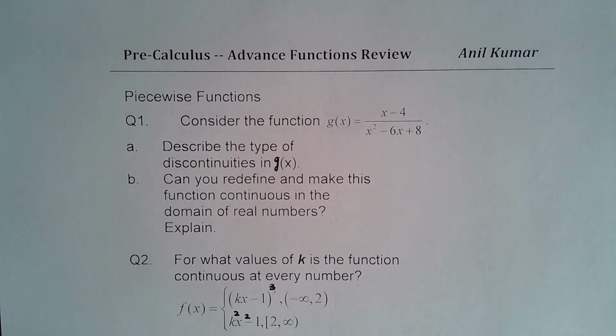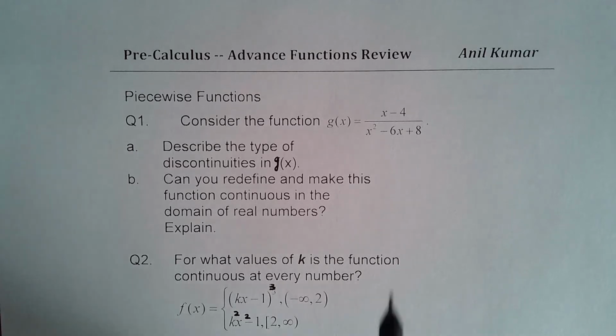Question number 2. For what values of k is the function continuous at every number? F of x equals (kx minus 1) whole cube, where x is from minus infinity to 2, and is equal to k squared x squared minus 1 when x is greater than or equal to 2.